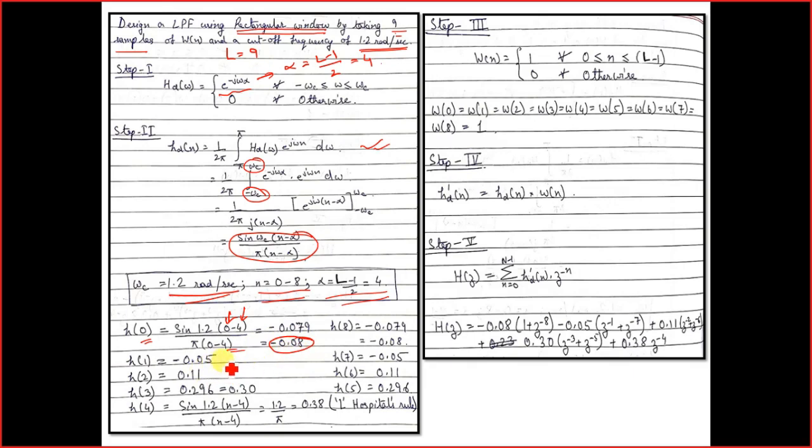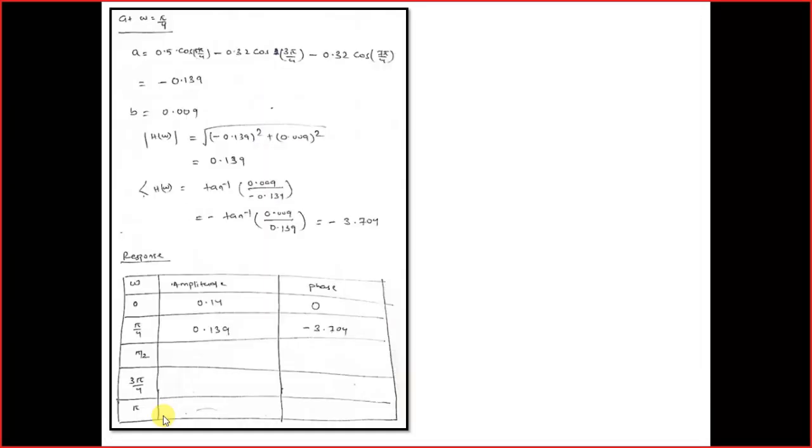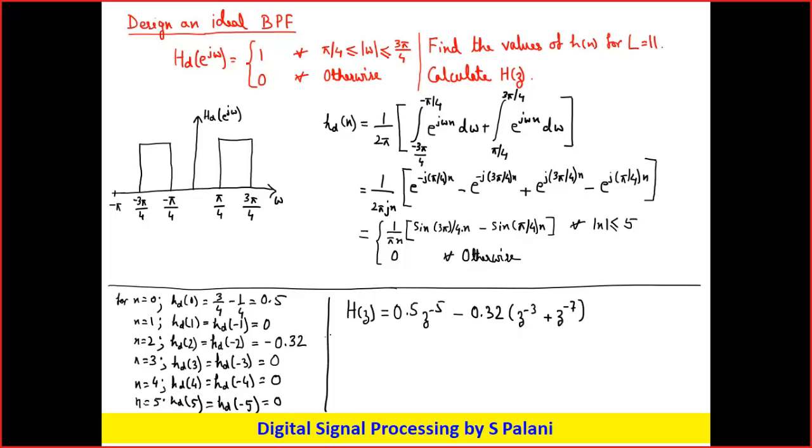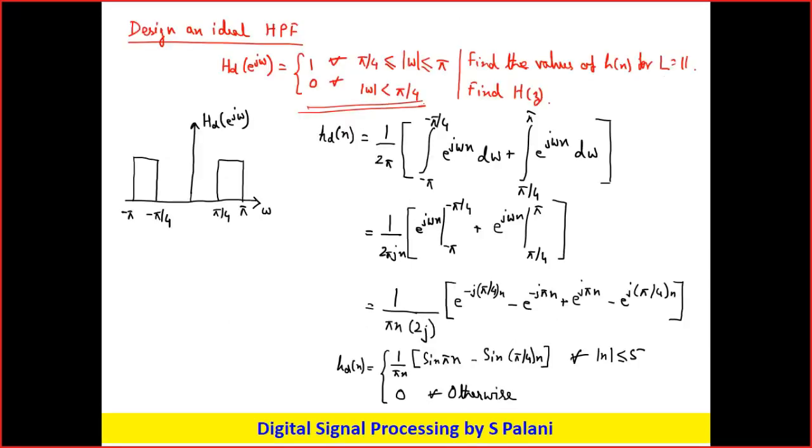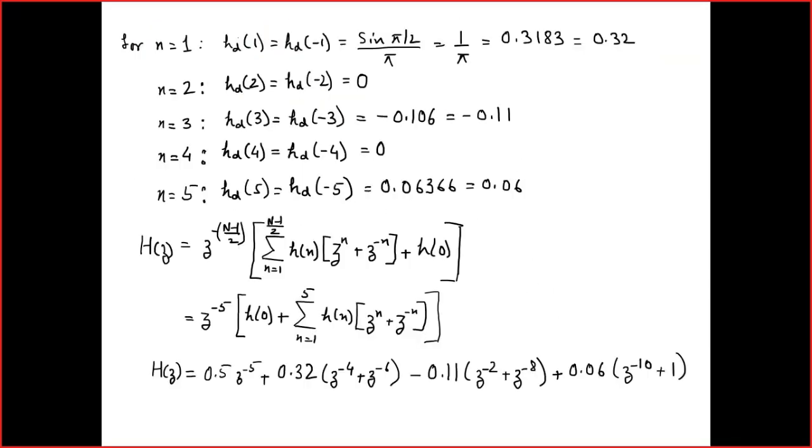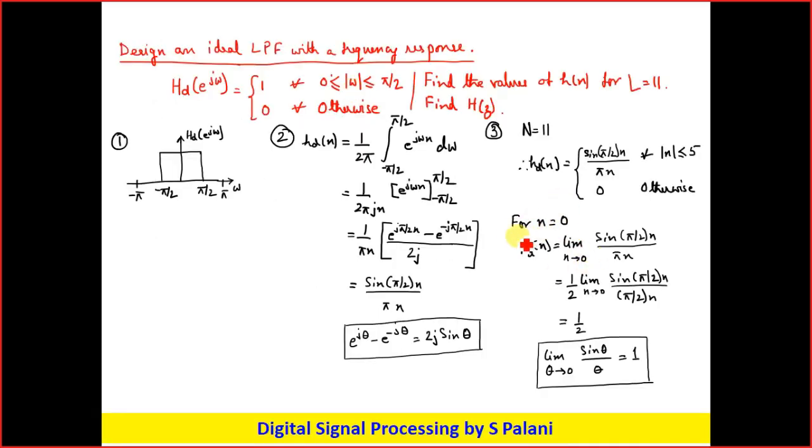Similarly, you go for the h of 1 calculation, h of 2 calculation, h of 3 calculation, h of 4 calculation, where we have to apply L'Hospital's rule, because in our previous case, here for n equal to 0, which was at the middle, we had to apply L'Hospital's rule.